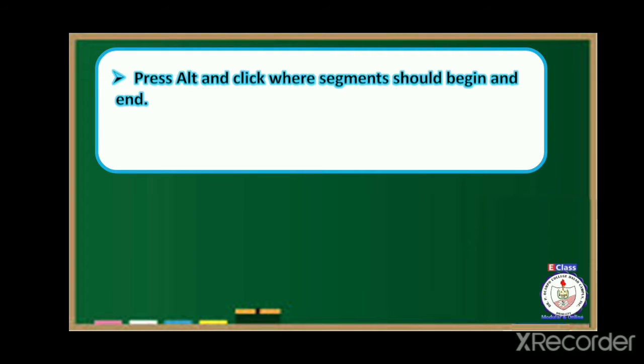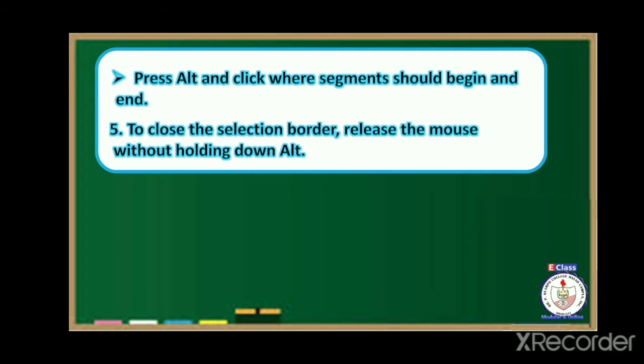Number 5, continue to trace out and click where a segment should begin and end. Then, to close the selection border, release the mouse without holding down Alt. Here are quick tips for the lasso tool. To erase recently drawn straight segments, hold down the Delete key, and click Refine Edge to further adjust the selection boundary. Use the Alt key to switch between segments.